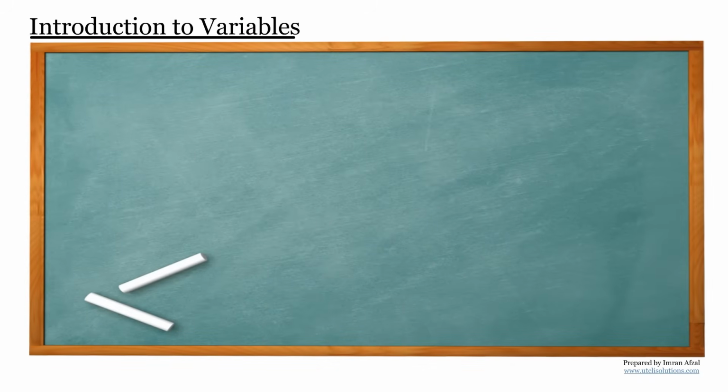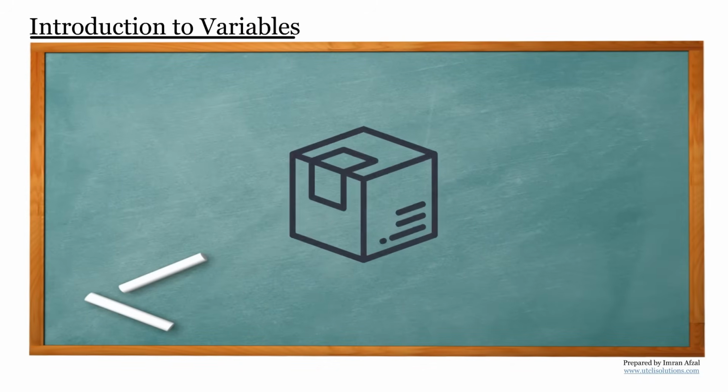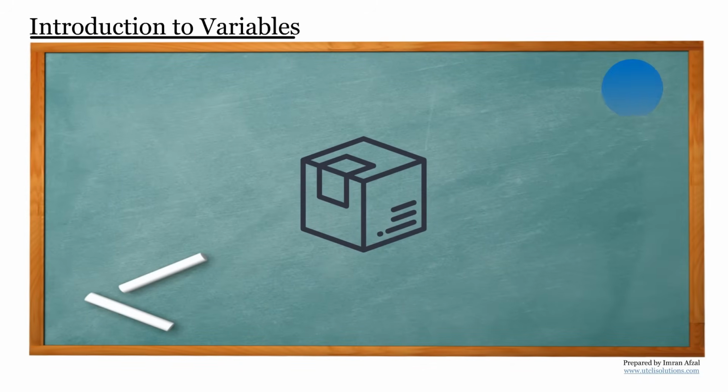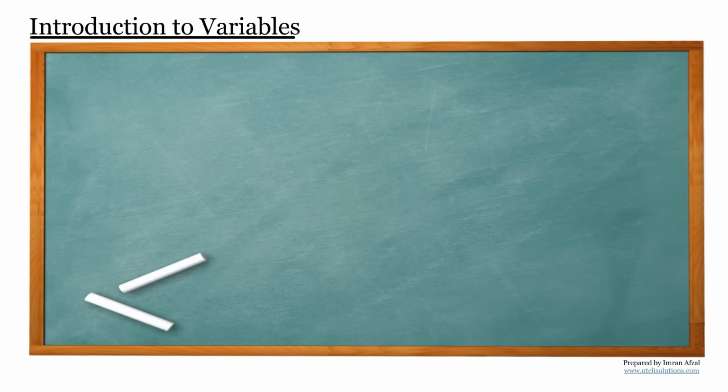In this lecture, we will learn about variables in Python. In simple terms, a variable is like a box or a container that can hold something inside it. Imagine you have a box and you put an apple in it. Later, if you want, you can take the apple out and put an orange in the same box, right? This means you can change what's inside the box anytime you want. In programming, a variable works the same way.